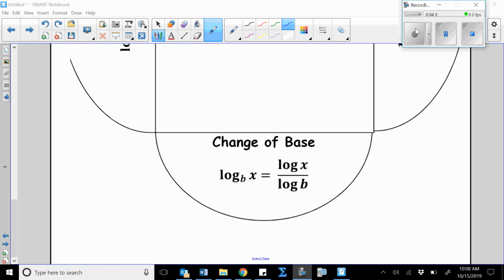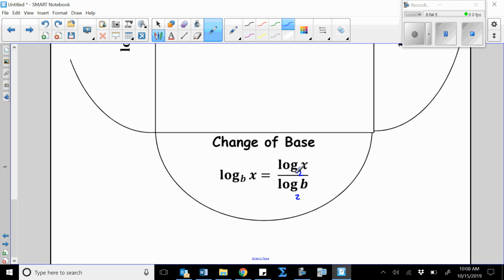The next rule is change of base. If you have log of x with base b, you can change the base of this log and write it as two different logs which are divided by each other. For example, log of x base b can be log of x over log of b. The new base can be anything. Like in this case, the base is 10 because there's nothing written here. But you could make it base 2, base 3, or whatever.